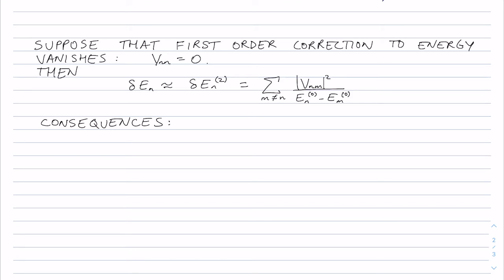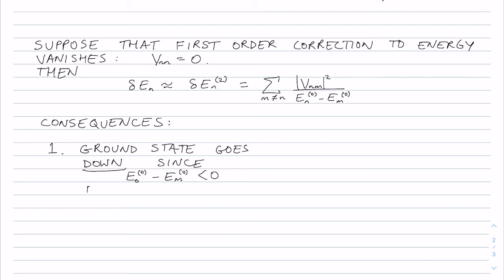The first consequence is that the ground state goes down. Since for all terms the denominator E0 minus Em0 is less than 0 for all m. Right?